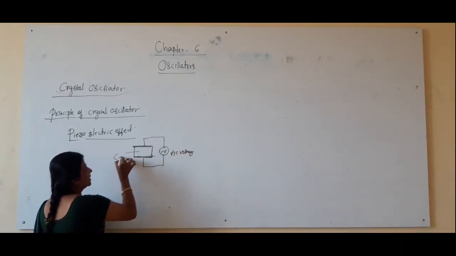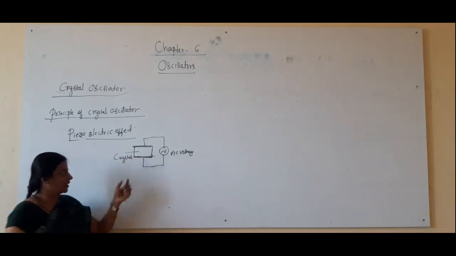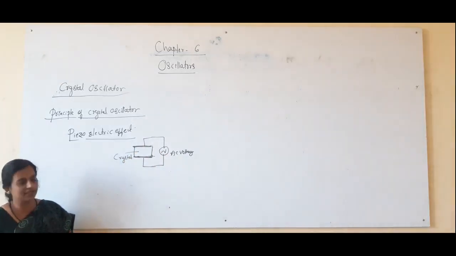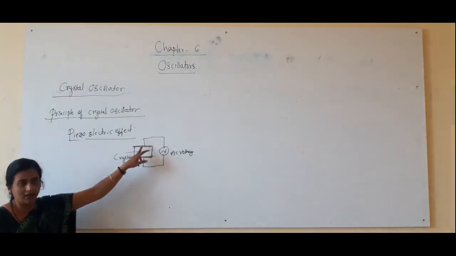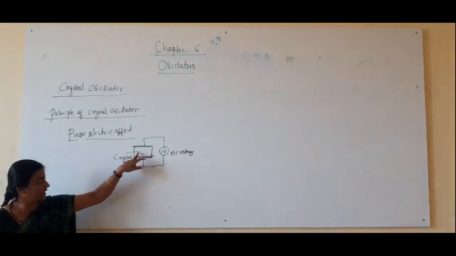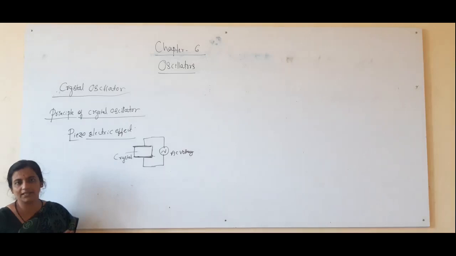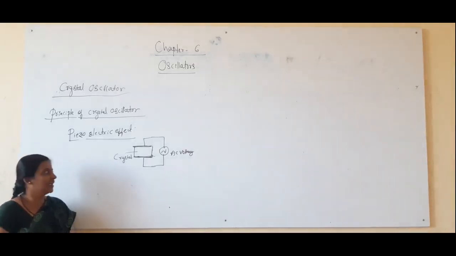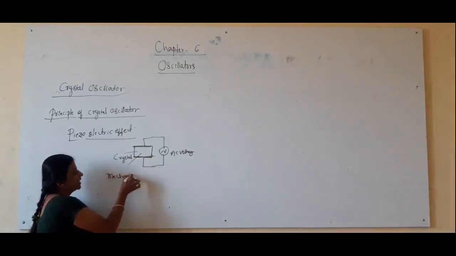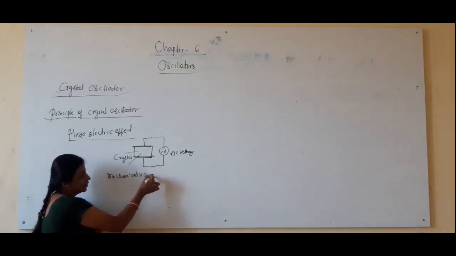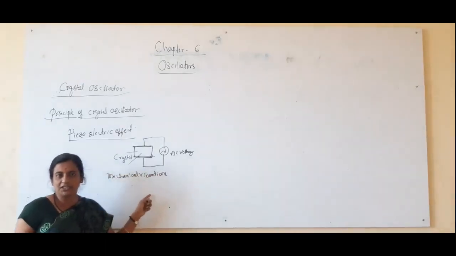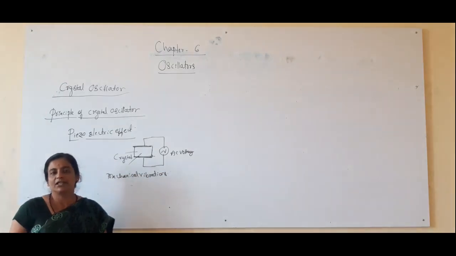So it is nothing but the crystal. Whenever they apply the AC voltage to this crystal, then what happens? Because of this change in alternating voltage applied to the surfaces of your crystal, the molecules inside start vibrating. That causes mechanical vibrations inside the crystal. So due to that, what happens? That mechanical vibration itself gives rise to the oscillating current.